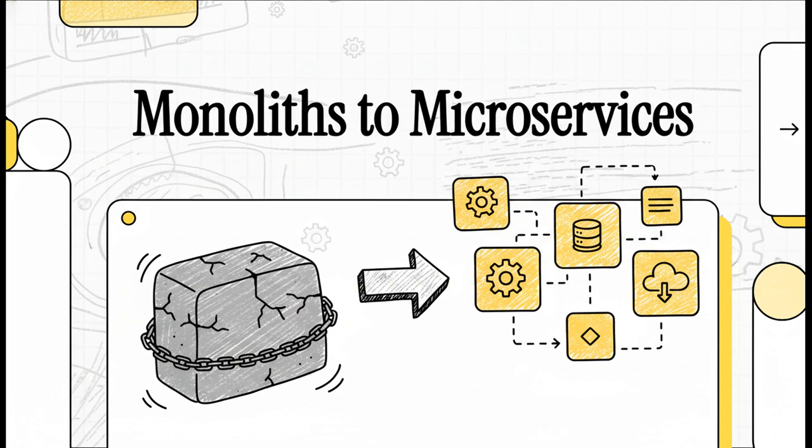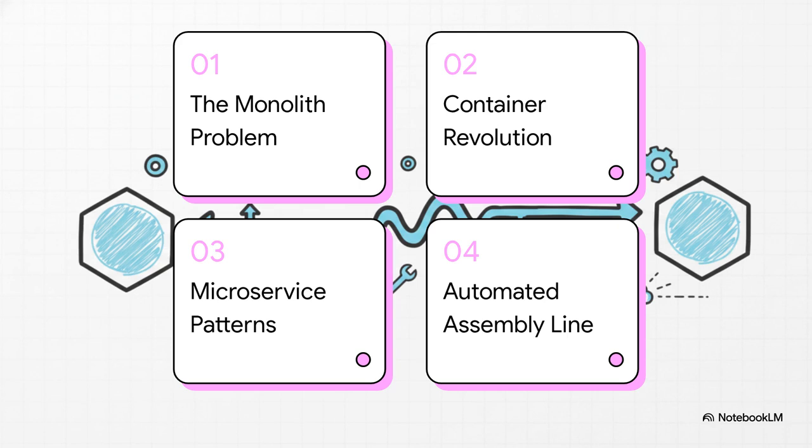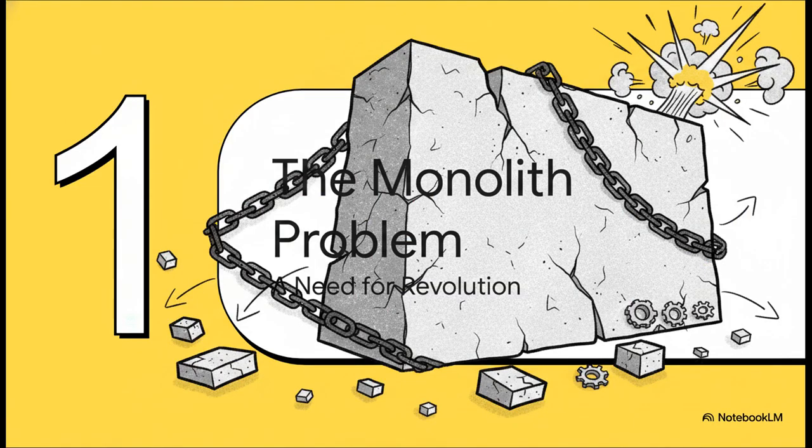Here's our roadmap for today. First, we'll tackle the monolith problem. Then, we'll get into the container revolution, followed by microservices and design patterns. And finally, we'll wrap up with the automated assembly line. All right, let's jump straight into part one, the monolith problem.